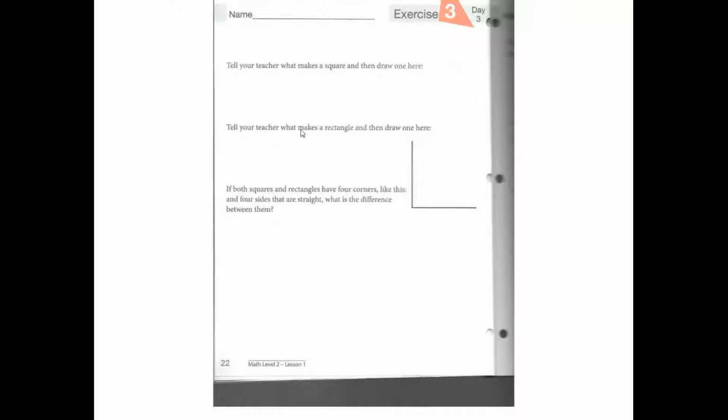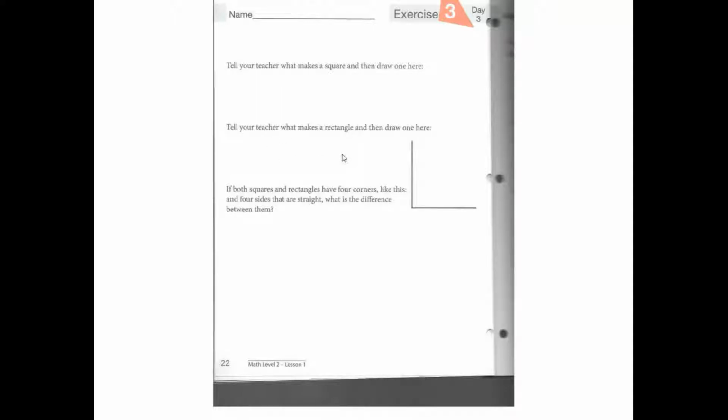This says tell your teacher what makes a rectangle and then draw one here. I bet you can tell me. Tell me before I tell you. What makes a rectangle? 4 straight lines, 2 long ones and 2 short ones, right? Is that what you said? Something like that? Can you draw one right here, a rectangle?